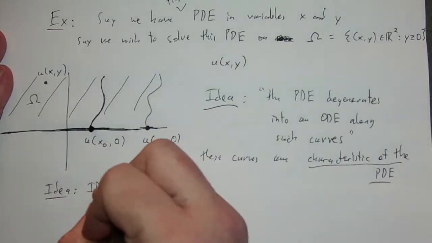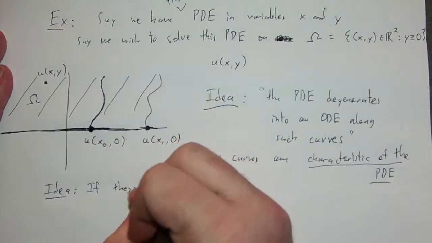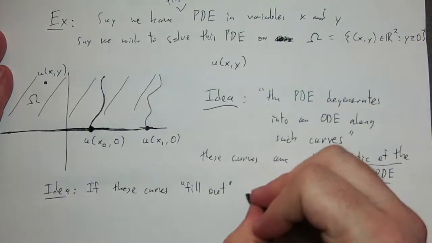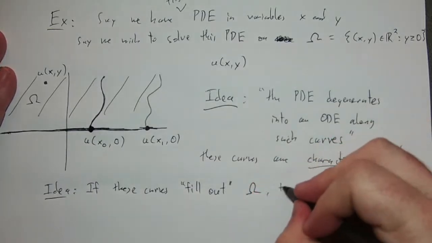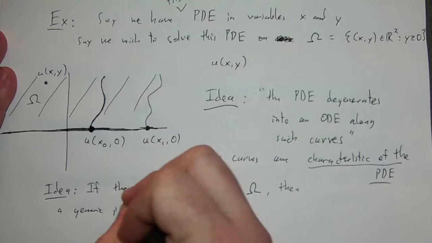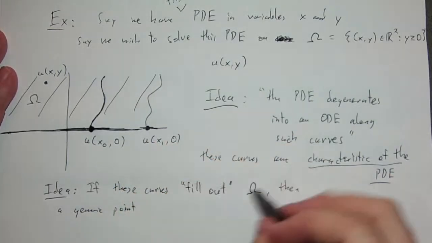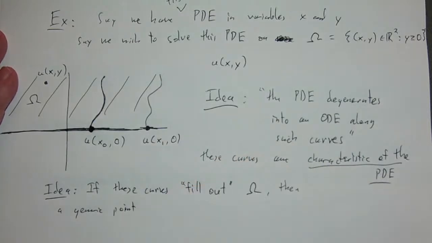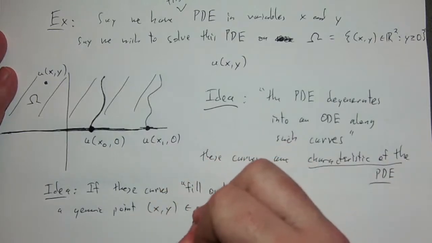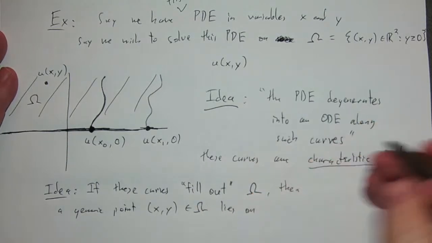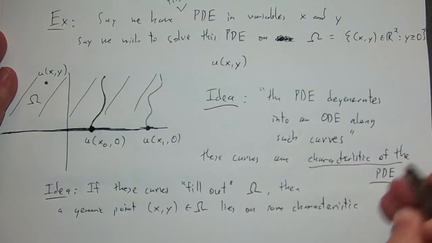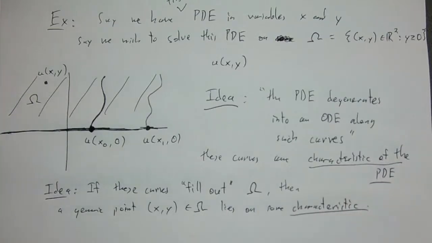is if such curves, if these curves fill out omega, then a generic point, I should say, x, y in omega lies on some characteristic curve, or some characteristic. That's what's meant by filling out. So then what is the idea here?